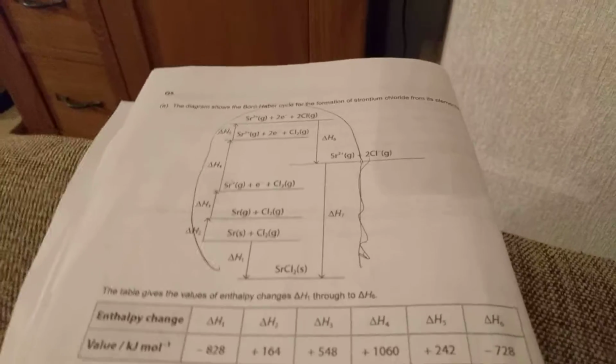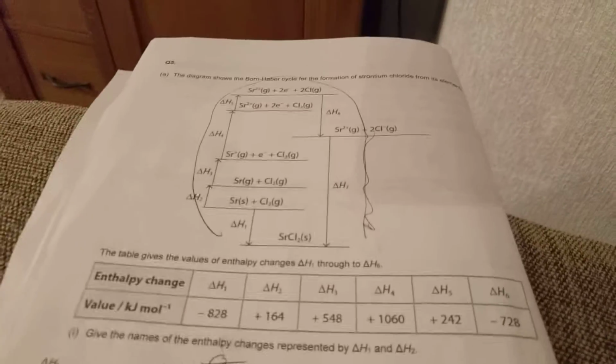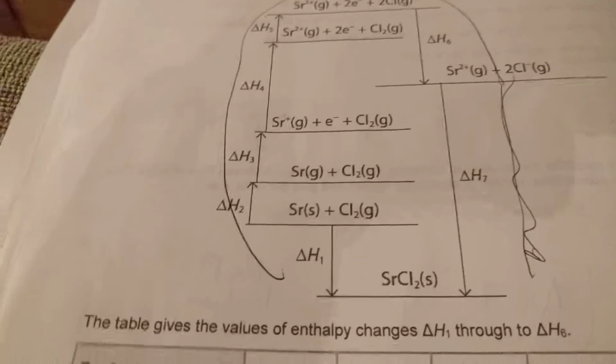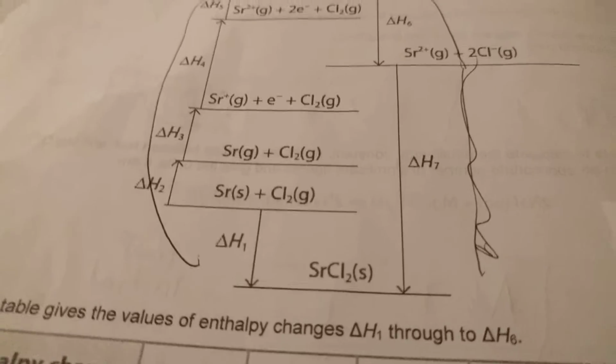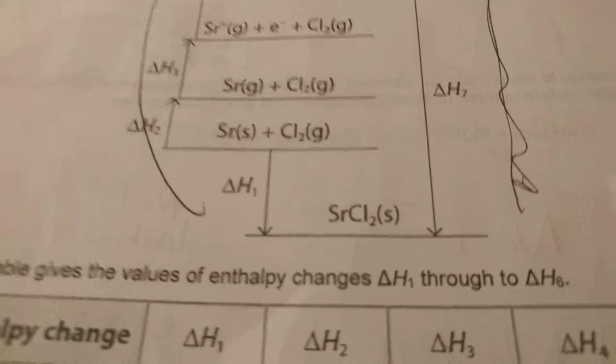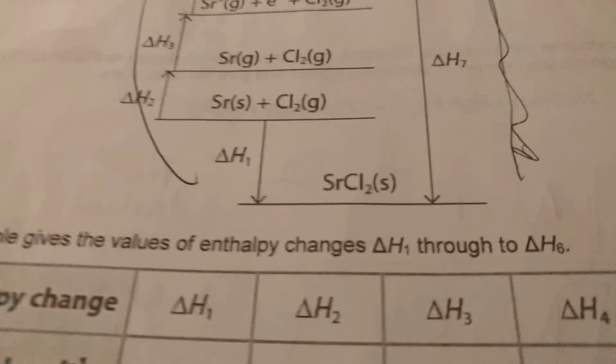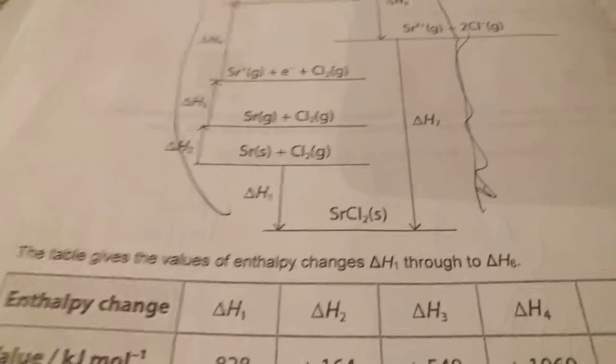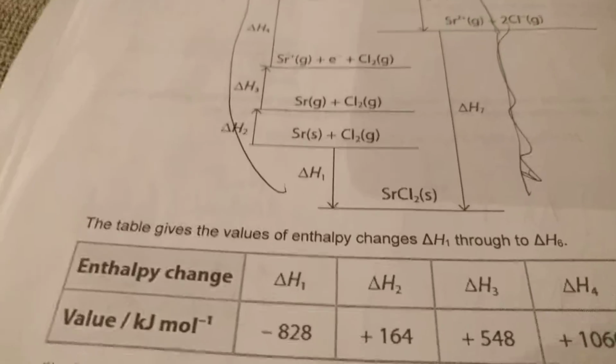Okay, so the next question is looking at a Born-Haber cycle, and it's looking at identifying what two of the different delta H's are, delta H1 and delta H2. For delta H1, we've got strontium chloride being formed from its constituent elements in their standard states. That is the classic definition of an enthalpy of formation.